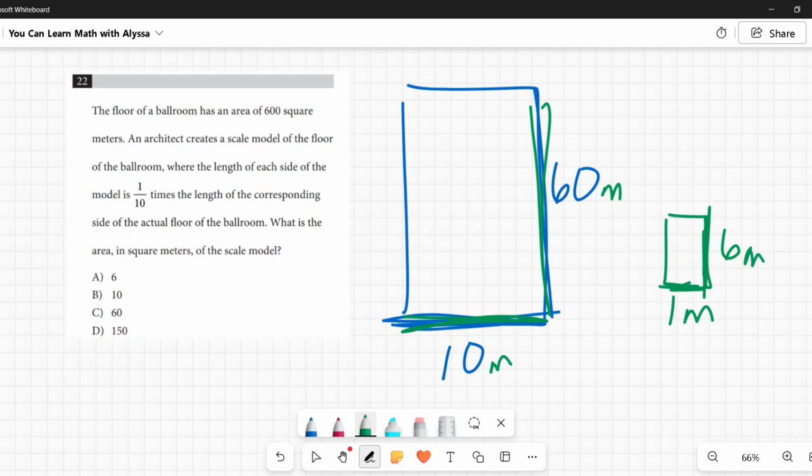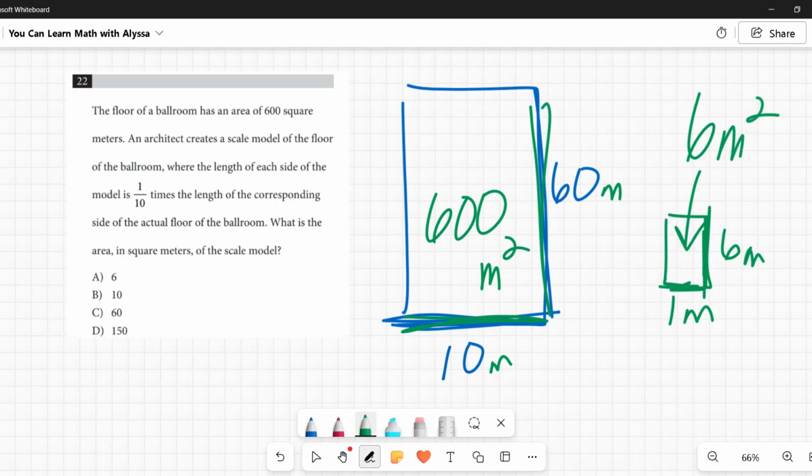So what have we got here? We have that 60 times 10. That's 600 square meters. And what do we have over here? 6 times 1, 6 square meters. That is my answer, 6 square meters.